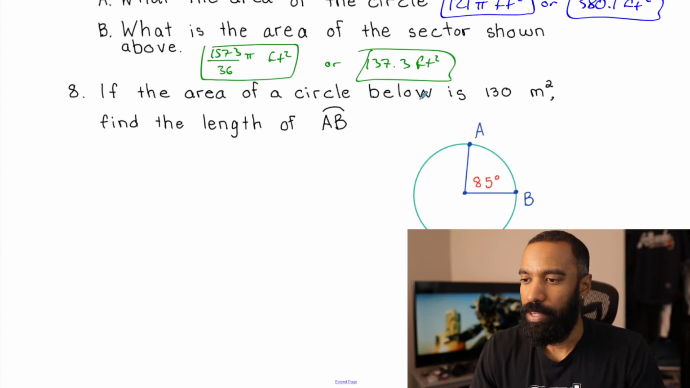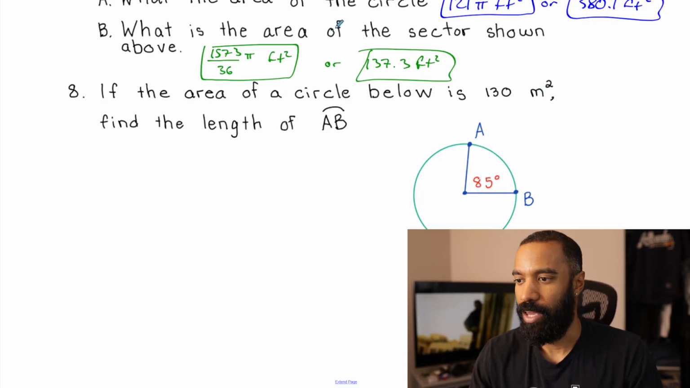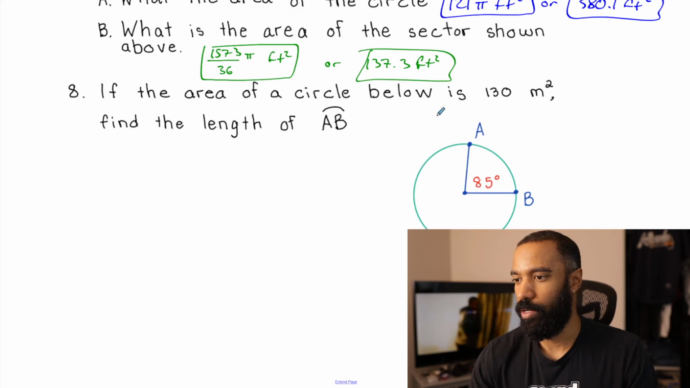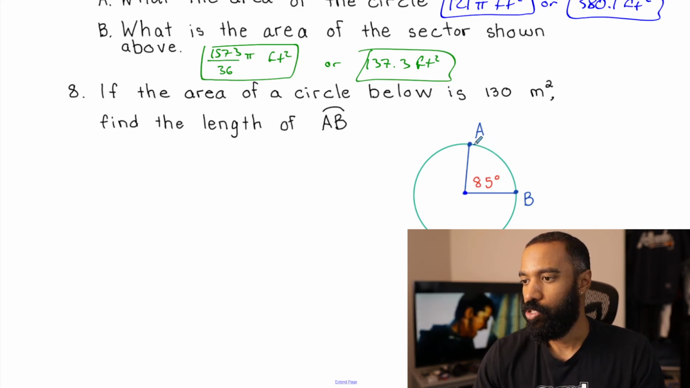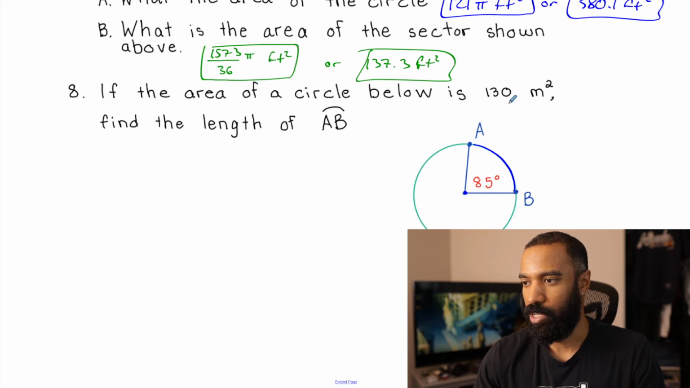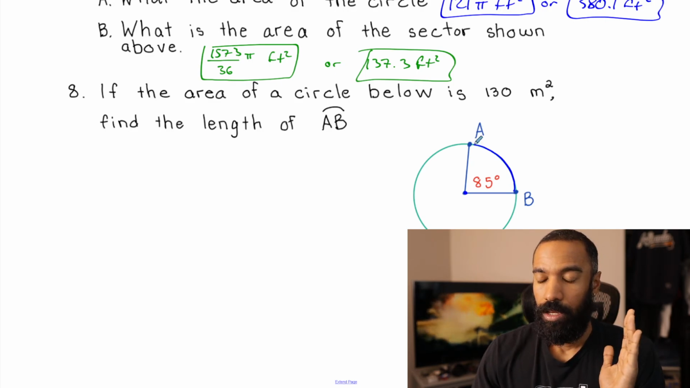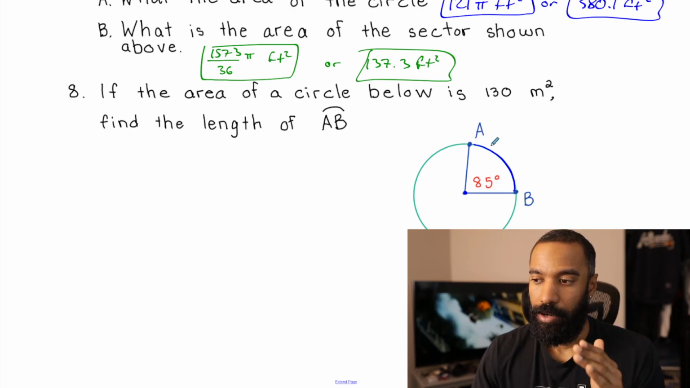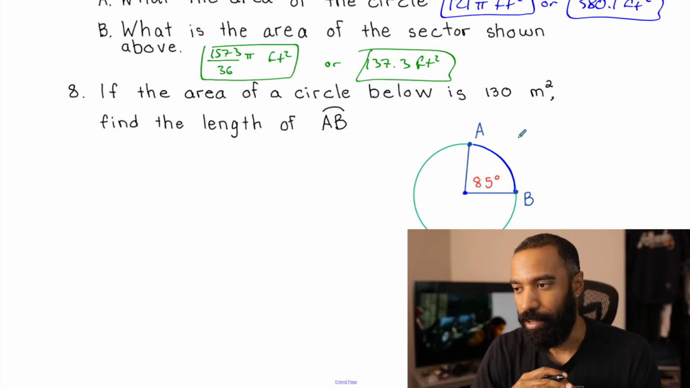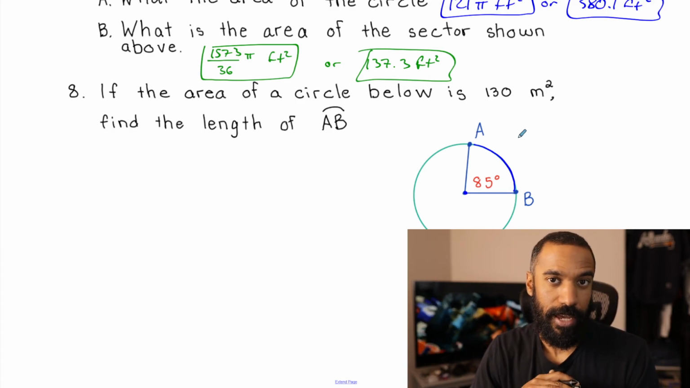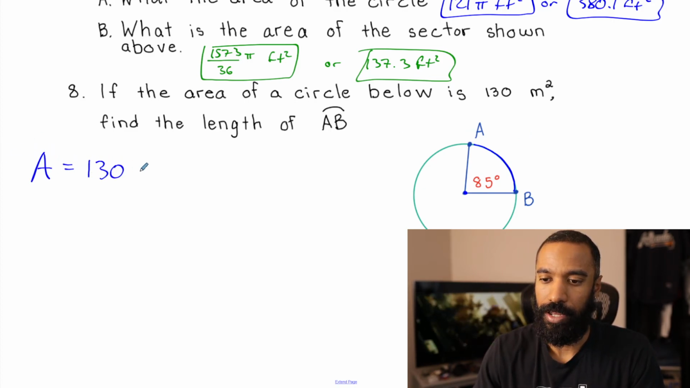Okay. If the area of the circle below is 130 square meters, find the length of AB. We're going to go out on a limb and say this is a center right here. That makes 85 a central angle. So we have to find this length right here based on area. To find arc length right here, we need to find circumference. To find circumference, we need radius or diameter. I think finding radius would be suitable because we have the area and we can use that. The area of the circle is 130 square meters.